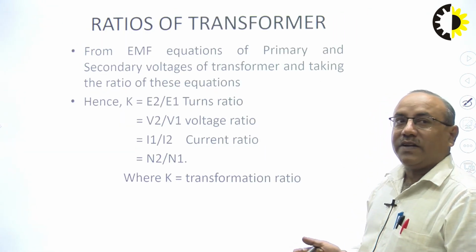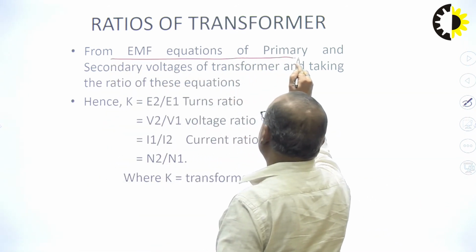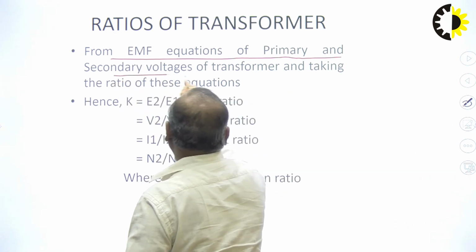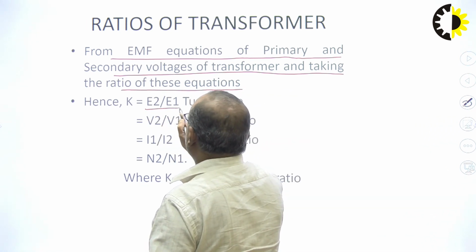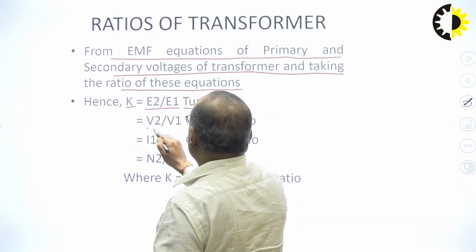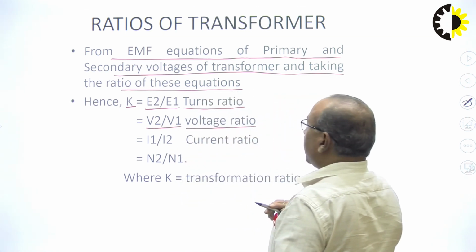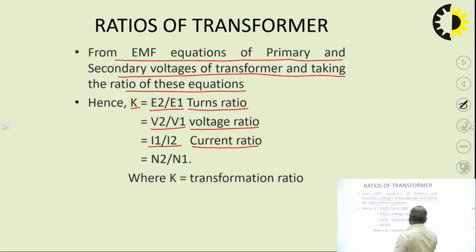Further, finally we find the ratios of a transformer. From these EMF equations that we have derived in the previous slide for primary and secondary voltages of a transformer, and taking the ratio of these equations, we can write E2 upon E1 equal to K, where K is the turns ratio, and this is equal to V2 upon V1, that is the voltage ratio we can say, since it is in terms of voltages on the two sides, and it is equal to I1 upon I2, this is the current ratio, since I1 and I2 are the currents on the two sides, and it is equal to N2 upon N1, that is again the turns ratio, and basically this K is known as the transformation ratio of a transformer.